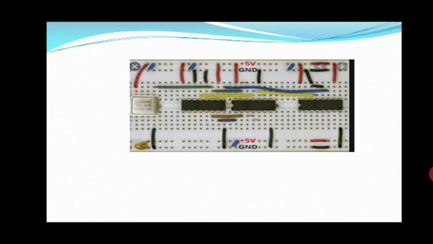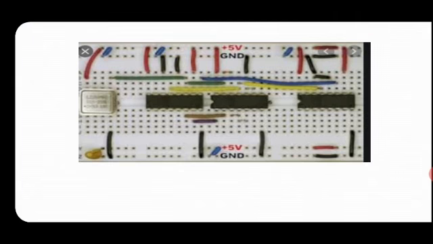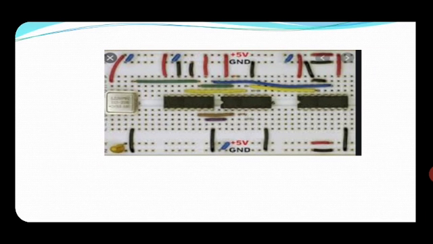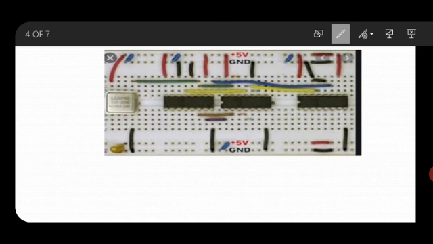This is how the connection can be made by using a breadboard. Just now I conveyed how we can insert an integrated circuit so that I can make a connection. Look at this one. I inserted the integrated circuit. We call it the IC, integrated circuit, here.